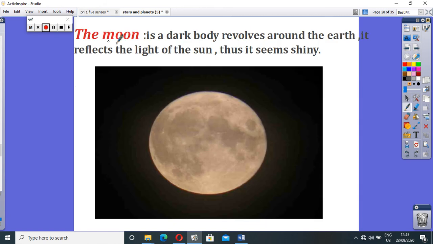Now we will talk about the meaning or the definition of the moon. What is the definition of the moon? The moon is a dark body that revolves around the earth. What? The moon is dark? No, miss, the moon is shiny. Okay, Primary 4, it is a wrong sentence. The moon isn't shiny. The moon is a dark body. But we see the moon as a shiny body. But the moon seems shiny. Why? Because the moon is like a mirror.